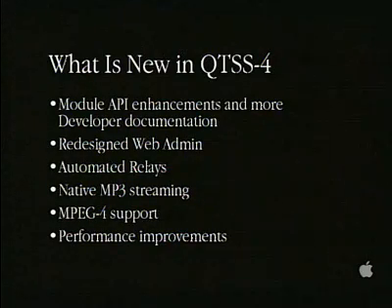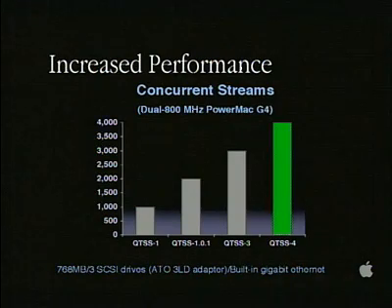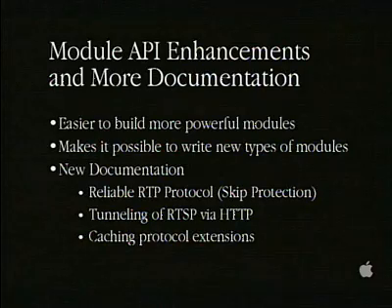And as always, we've made some performance improvements. So let me show you the performance improvements we've done this time. Back with QTSS1, we were doing 1,000 streams off a single machine. With each release, we've increased that. We're now up to 4,000. And I think with the next release, we'll probably be going a little bit higher even. I think we've got a few more tricks up our sleeves.